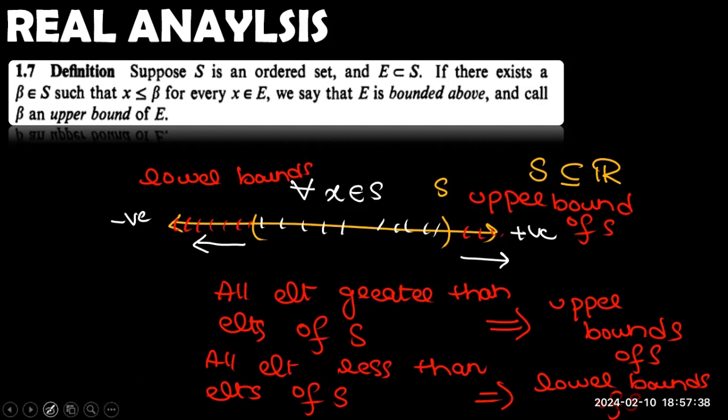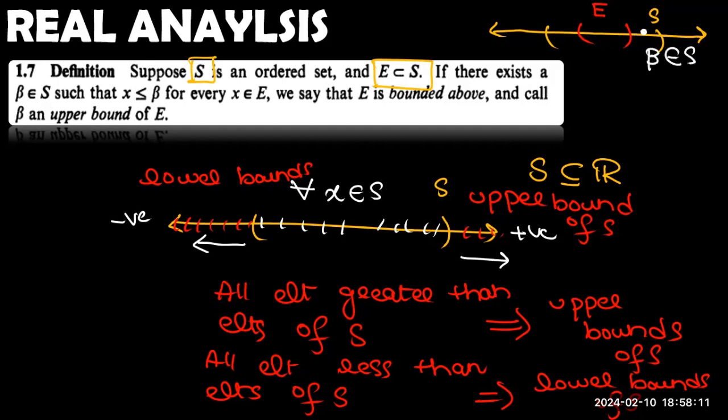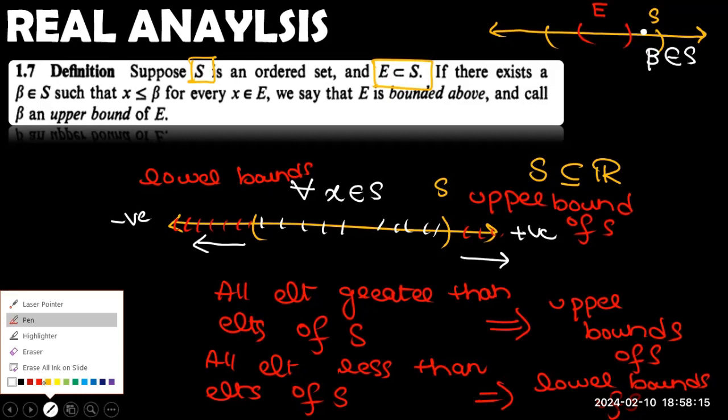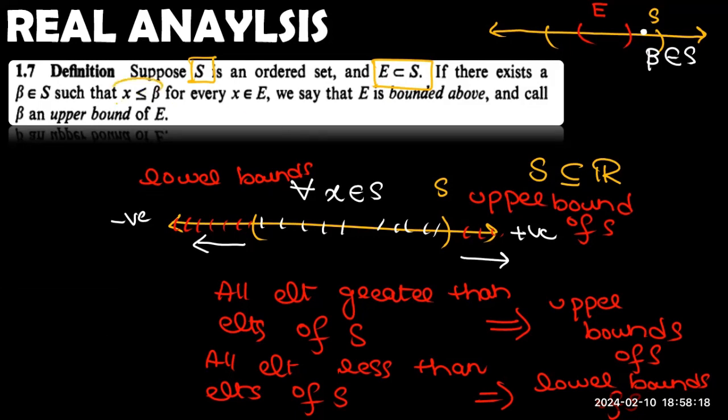This is a very, very important thing. Now suppose that S is an ordered set, and E is a subset of S. So here we have S, our ordered set, and E is a subset of S, which is here, let's say. Now suppose there exists a beta which belongs to S, let's say beta is here. This beta is greater than or equal to all the elements of E. Then E is bounded above, and we call beta an upper bound of E.